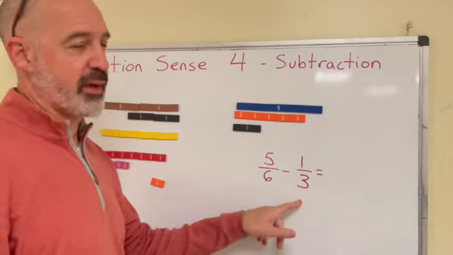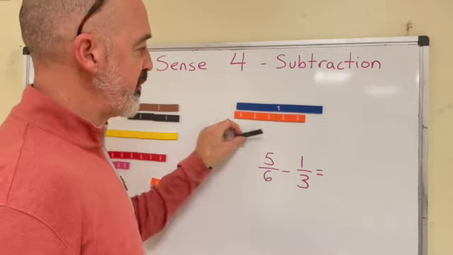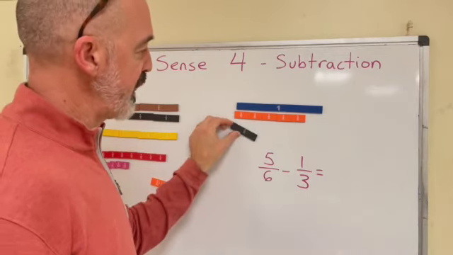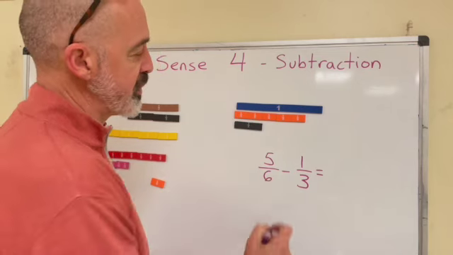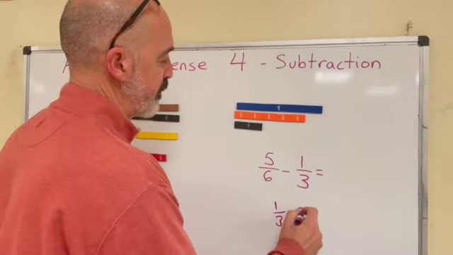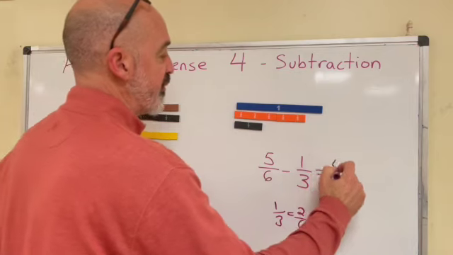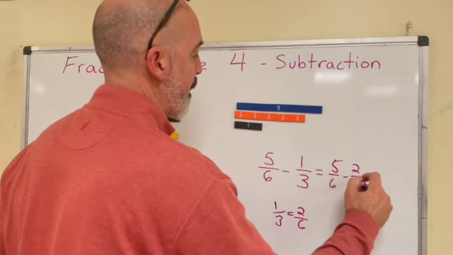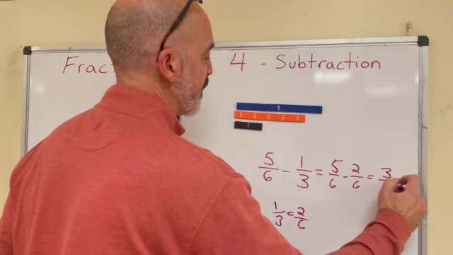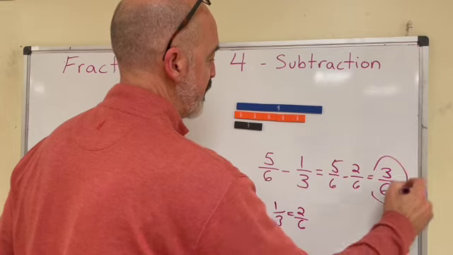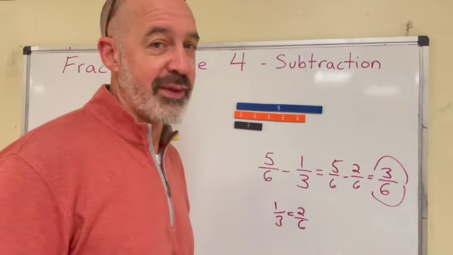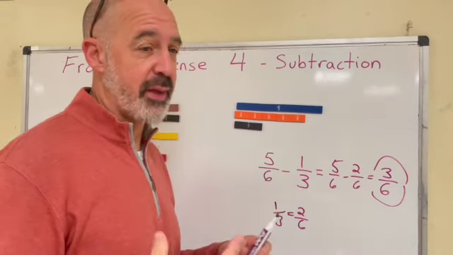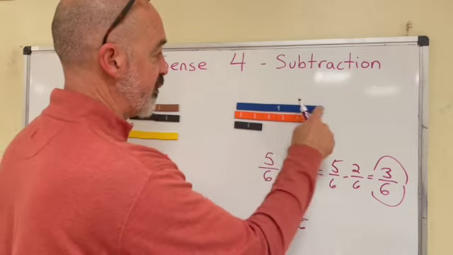So 5/6 minus 1/3. If you have 5/6 and your child takes out 1/3 and lines it up, they'll see that 1/3 equals 2/6. So 5/6 minus 2/6 is equal to 3/6. And now you can start talking to your child about, sometimes it's easiest to think about fractions as the biggest piece that covers one whole.